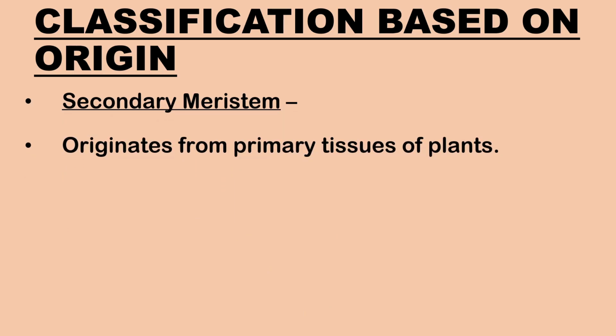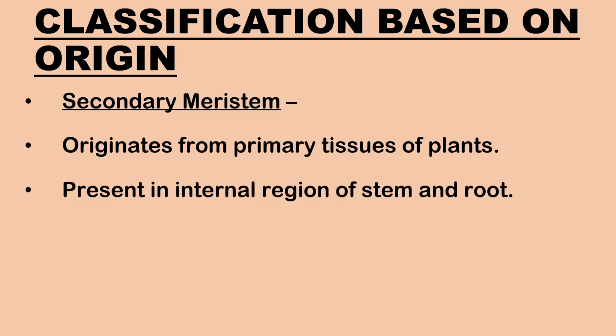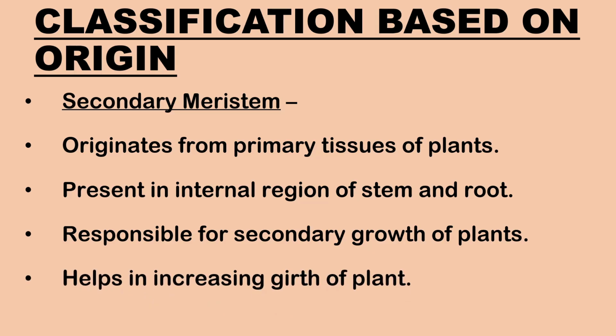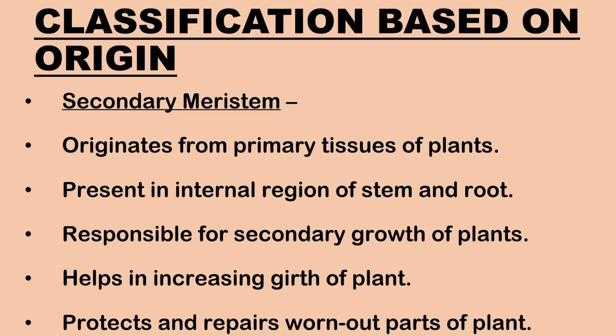Secondary meristem originates from the primary tissue of plants. It is present in the internal region of the stem and root. It is responsible for the secondary growth of plants and help in the formation of secondary tissues like vascular tissue and cork. Secondary meristem helps in increasing girth or thickness of the plant. It also protects and repairs the worn out parts by adding new cells to the primary plant body.